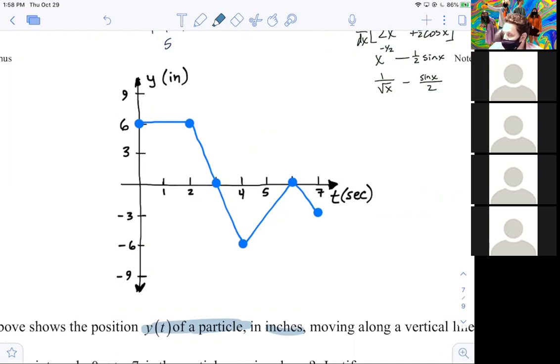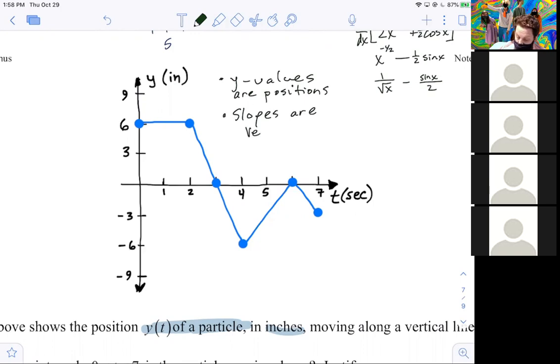You might want to orient yourself before you even start. This would be maybe something you do in your head. Y values are the positions, the vertical positions, and the slopes are the what? What's the derivative? Slopes are derivatives, right? What's the derivative of position? Velocities, right? So that's how you orient yourself. That's how you're going to use it. So the y values are the position, and the slopes, which are the derivatives, are the velocities.